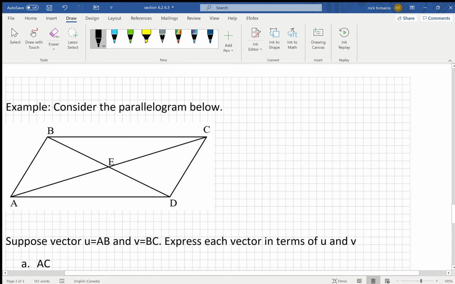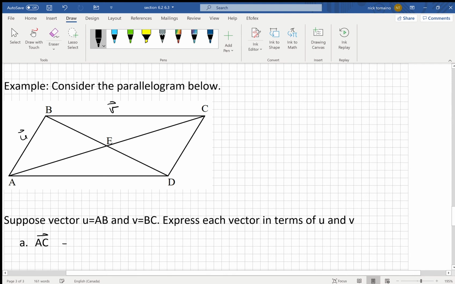Now, last example here. Consider the parallelogram ABCD, and E is the intersection point of the two diagonals. Suppose vector U is equal to AB, so this is vector U, and V is equal to BC, that's vector V. Express each in terms of U and V. First one is AC. AC is equal to AB plus BC, or just U plus V. You should have a line over top there.